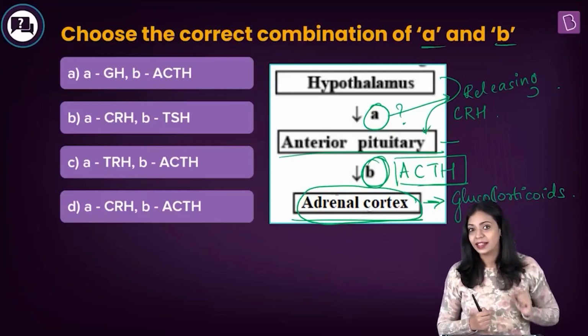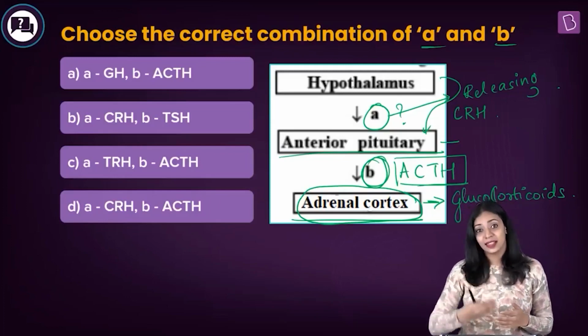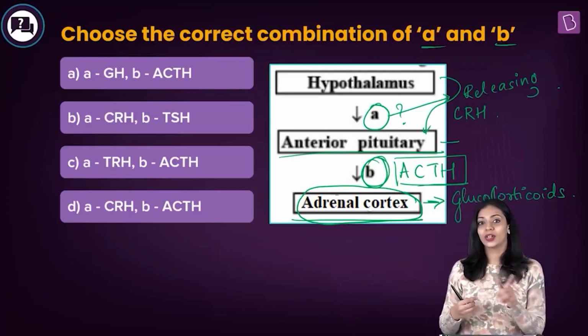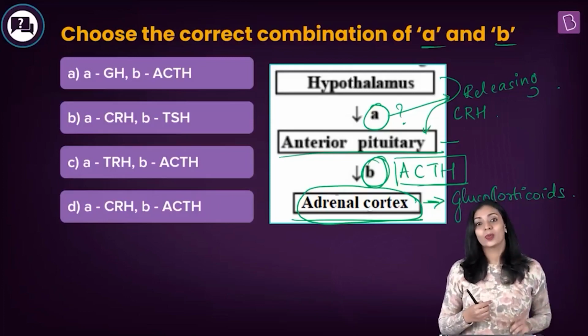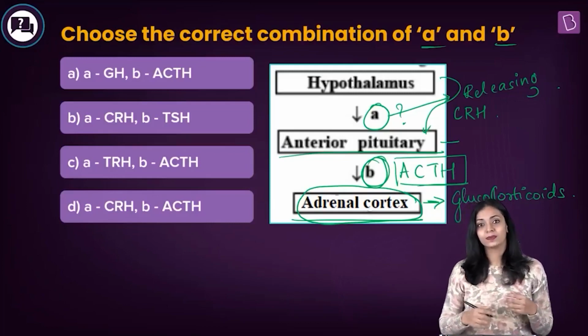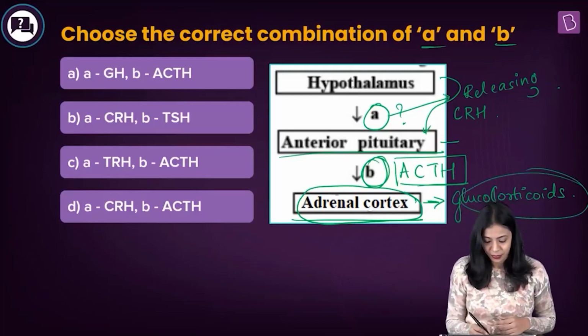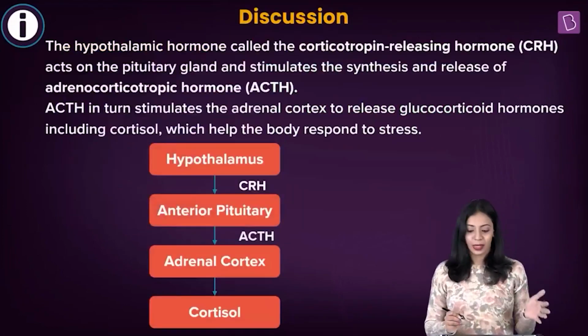This will stimulate the anterior pituitary. The anterior pituitary in response will synthesize and secrete adrenocorticotropic hormone. This hormone will act on the adrenal cortex and in turn stimulate it to produce and release glucocorticoids like cortisol. Okay, I hope you've understood. I will summarize it quickly.